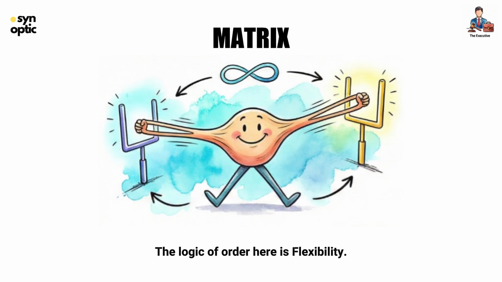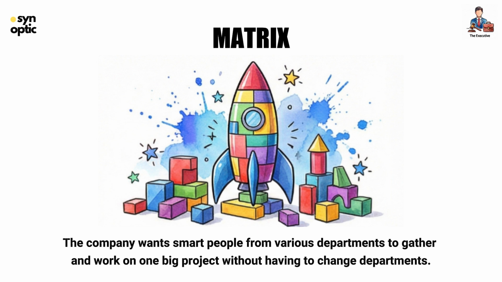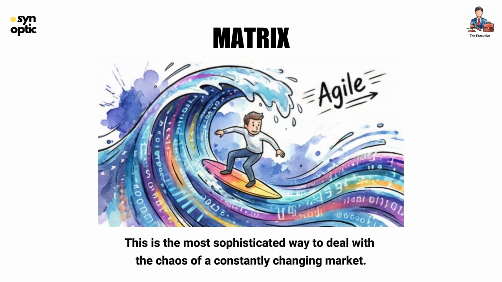The logic of order here is flexibility. The company wants smart people from various departments to gather and work on one big project without having to change departments. This is the most sophisticated way to deal with the chaos of a constantly changing market.